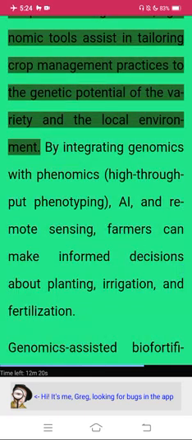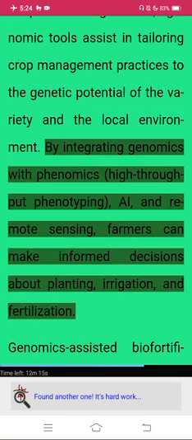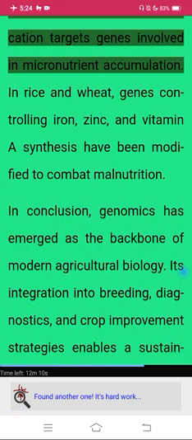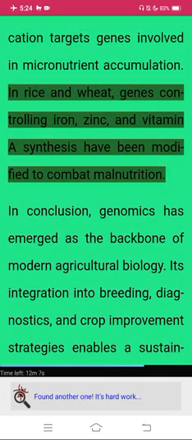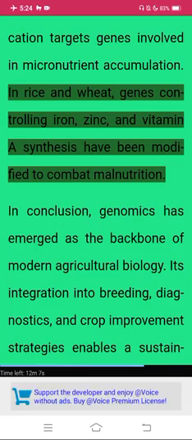In precision agriculture, genomic tools assist in tailoring crop management practices to the genetic potential of the variety in the local environment. By integrating genomics with phenomics, high-throughput phenotyping, AI, and remote sensing, farmers can make informed decisions about planting, irrigation, and fertilization. Genomics-assisted biofortification targets genes involved in micronutrient accumulation. In rice and wheat, genes controlling iron, zinc, and vitamin A synthesis have been modified to combat malnutrition.